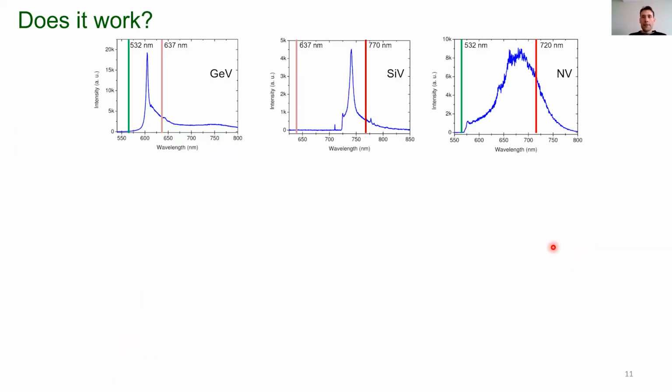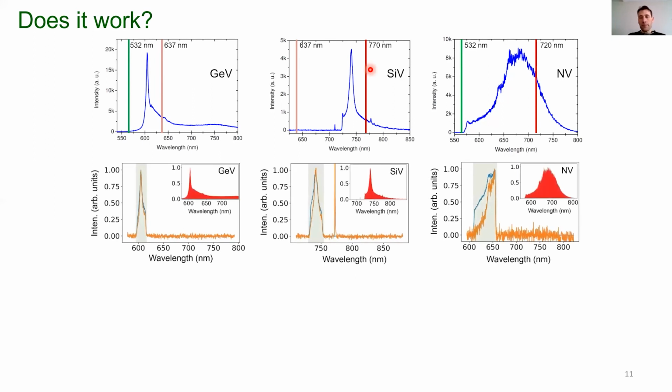So does it work? Here, we tested this with three color centers: the germanium vacancy center, the silicon vacancy center, and the NV center. And in this graph, what you see is the emission spectrum of these three color centers. In green and red, you see the traditional, what I would call Stokes excitation. And in red, I represented what I call anti-Stokes excitation at longer wavelength, past the zero phonon line of the emitter. And so the question is, do we see emission when we excite past the zero phonon line? So the answer is yes.